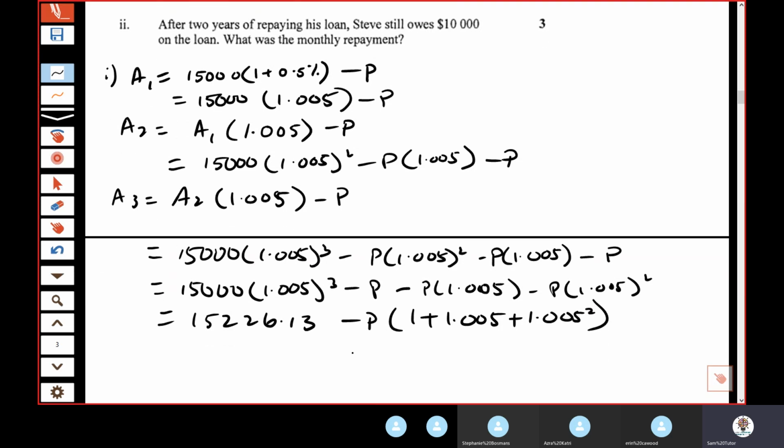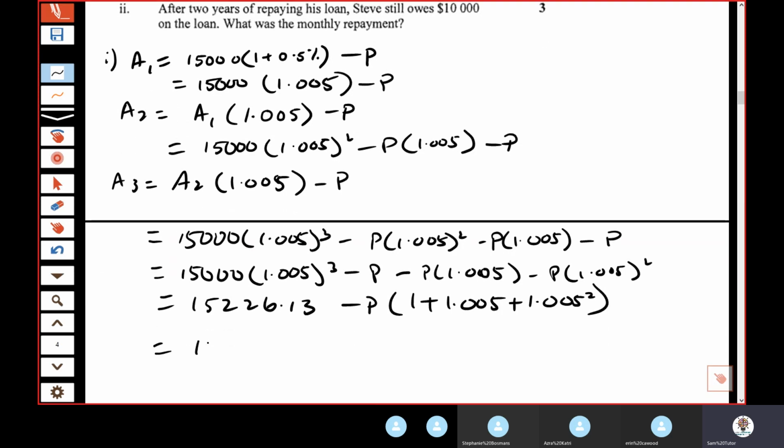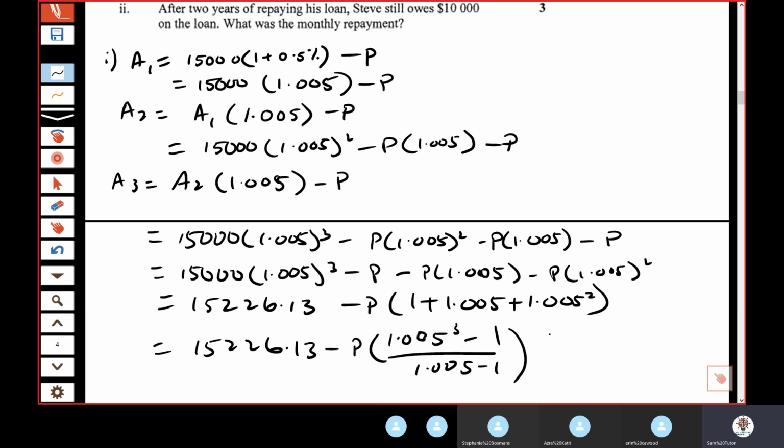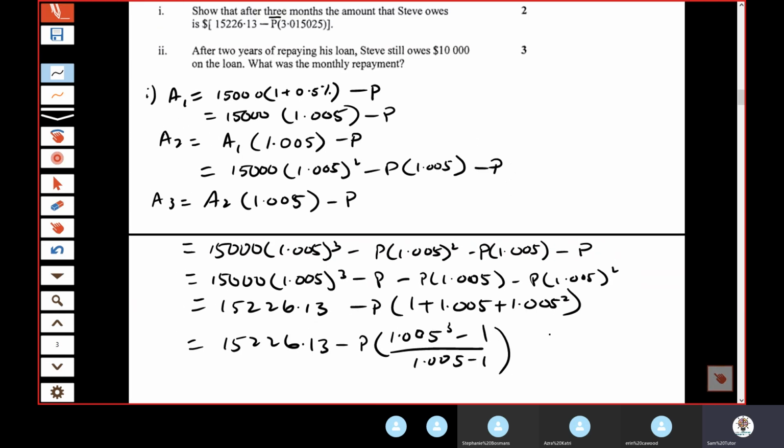Steph, what do you reckon so far? Happy with this? Equals? Yeah. 113 minus P, a, r to the n minus 1 over r minus 1. All good? 15,226.13 minus P times 3.015025. That's it. Any questions?